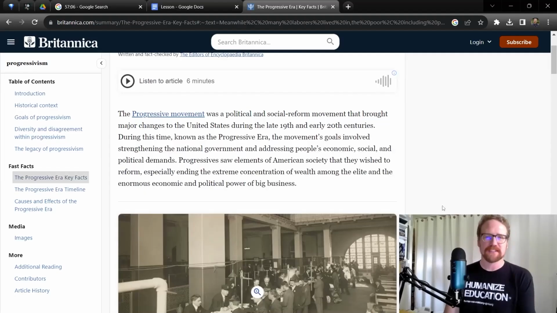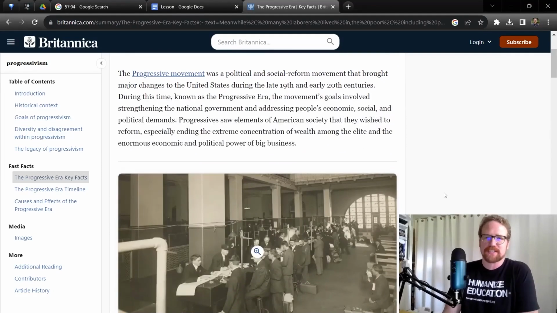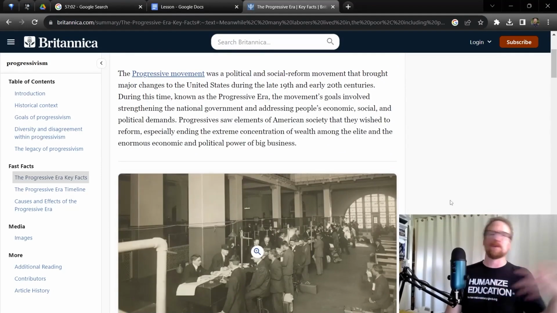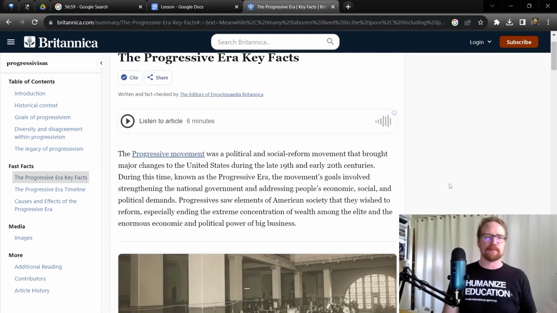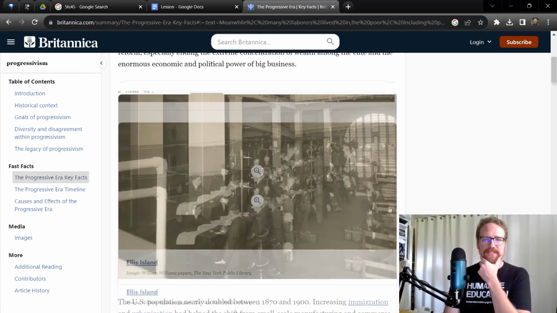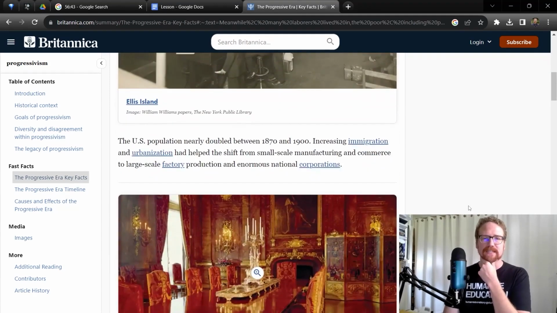So I think the first thing that I would do if I was doing this is just get a brief overview of the progressive movement. So if you don't know what the progressive era is, okay, what is it? It says political and social reform brought major changes during the late 19th and early 20th centuries. Okay, the movement's goals involved strengthening the national government and addressing people's economic, social, and political demands. Cool, the progressive era. What a perfect topic for progressive education.